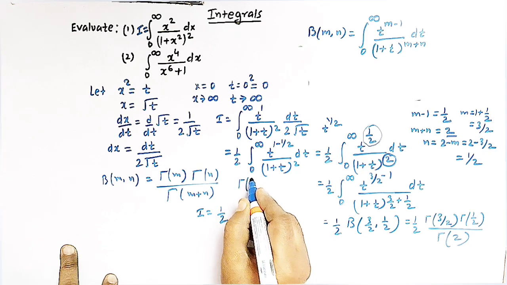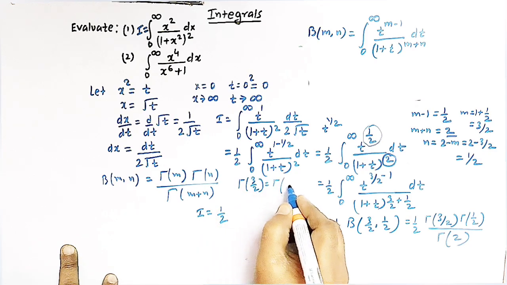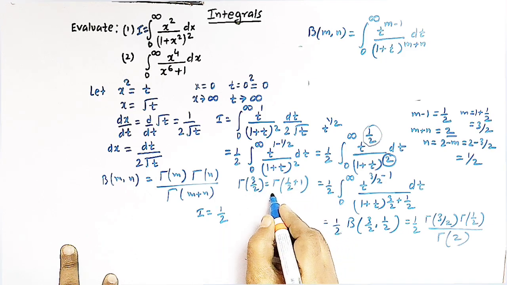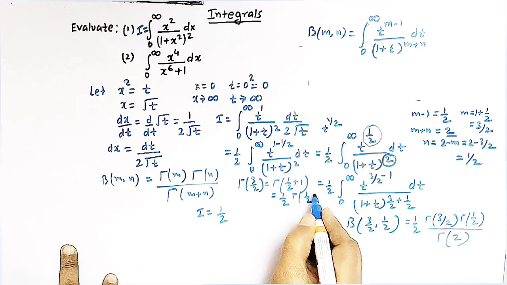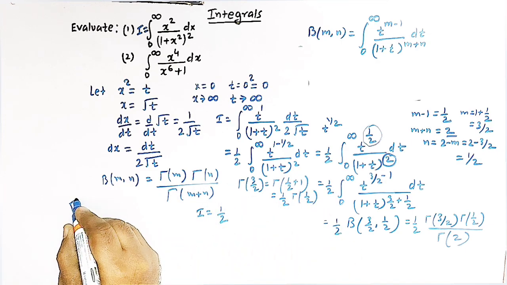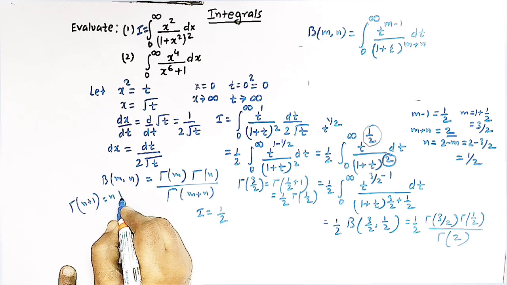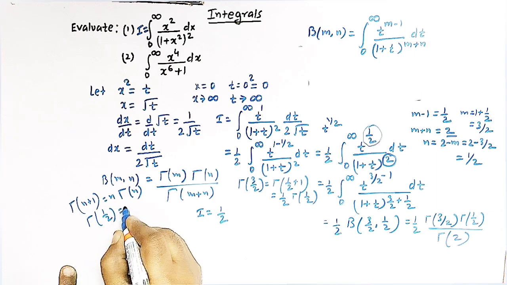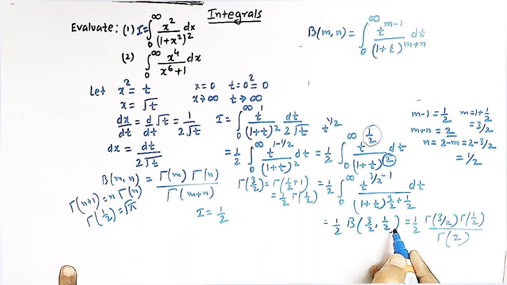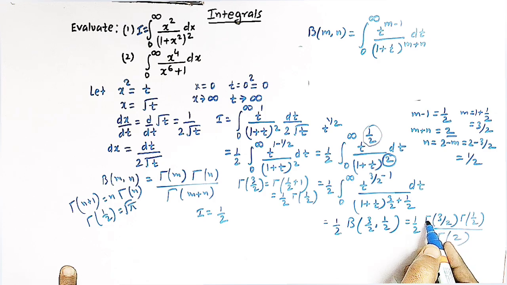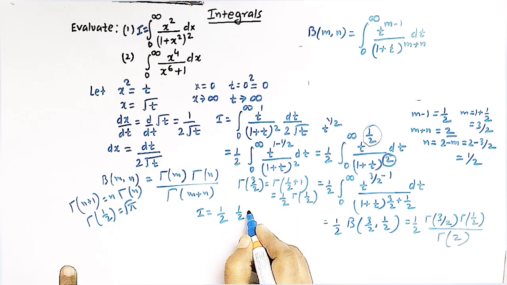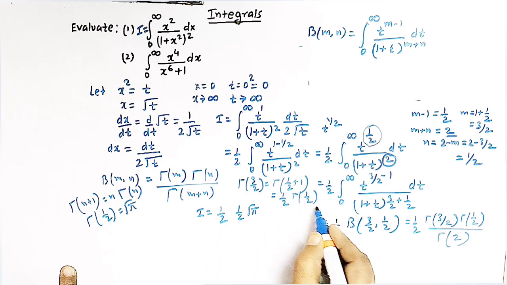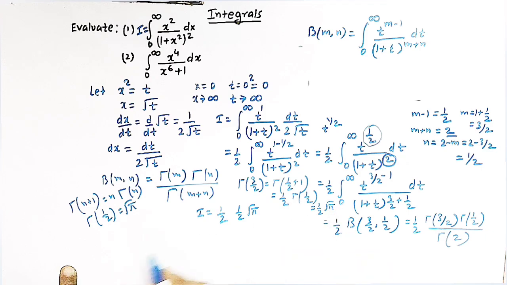The value of gamma 3 by 2 can be written as gamma half plus 1. So we can split 3 by 2 like this, half plus 1. So we have half times gamma half, right? Using this result, that is gamma n plus 1 is equal to n times gamma n. So now gamma half is equal to square root of pi. So now we can write half, and here gamma 3 by 2 is half times square root of pi, because gamma 3 by 2 is half times gamma half, that is half root pi, right?